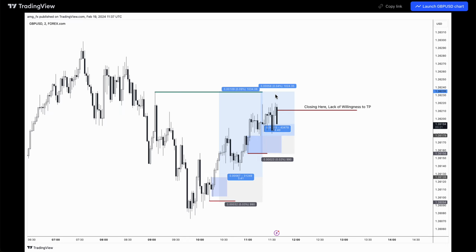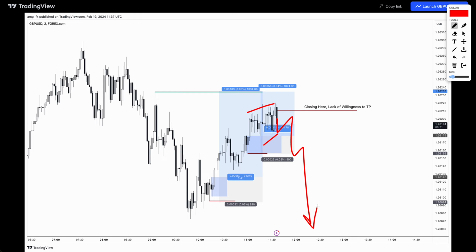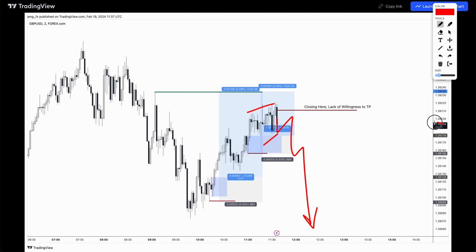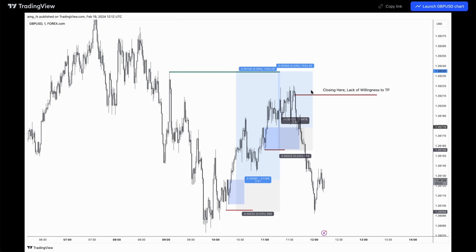wait for this little TP over here to come and hit due to the amount of effort there was to push price up. Bit of a change of character here, and I just anticipated price was going to carry on going down. Obviously, you can see here it was lifetime, like all the other ones are. And what happened straight after was this, right?